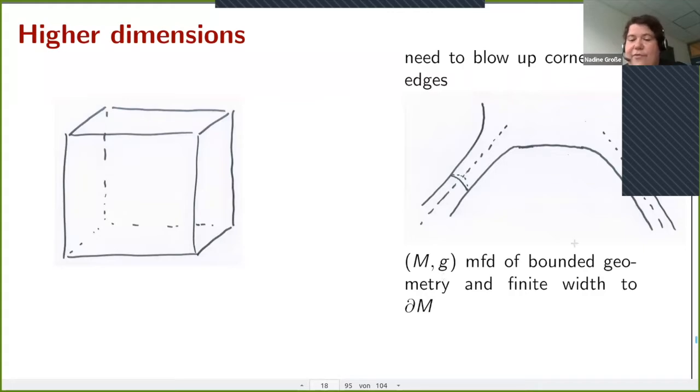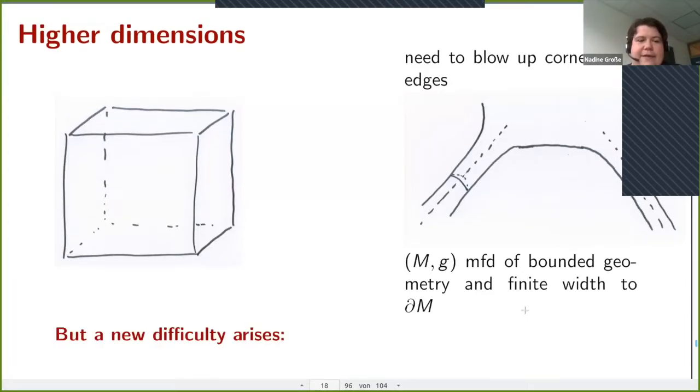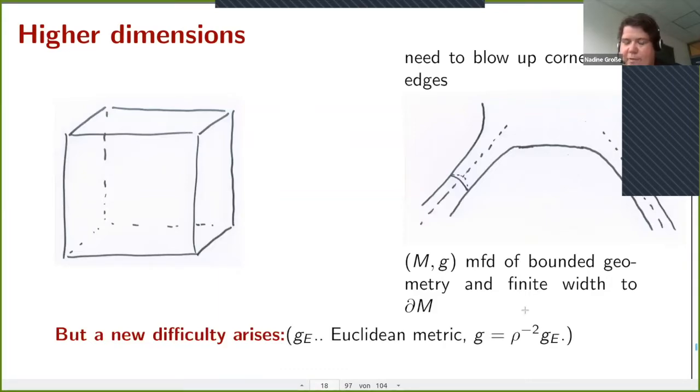And then, of course, after this iterative blow up, you get a nice manifold with bounded geometry and finite width to the new non-compact boundary. So that part is nice. That means, again, in principle, a nice Poincaré inequality. There is a slight drawback that in higher dimension you have a new difficulty. The Laplacian no longer behaves so nicely under conformal changes.